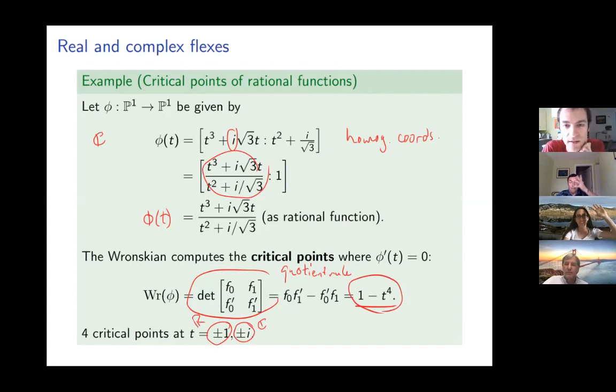Yes. Could I just ask, so you said you picked this example because the Wronskian turned out to be 1 minus t to the 4th. Did you jerry-rig it backwards? Is there a method for creating functions that have a given Wronskian?